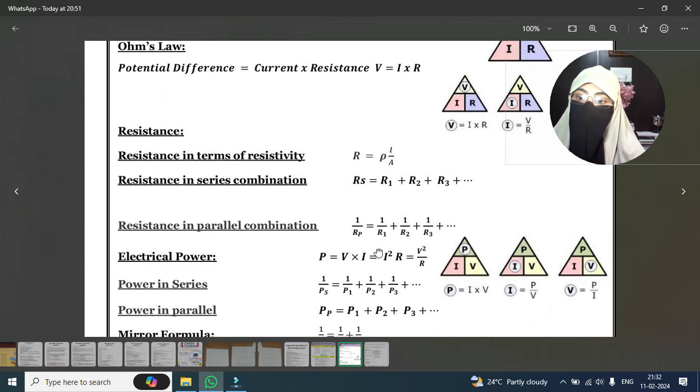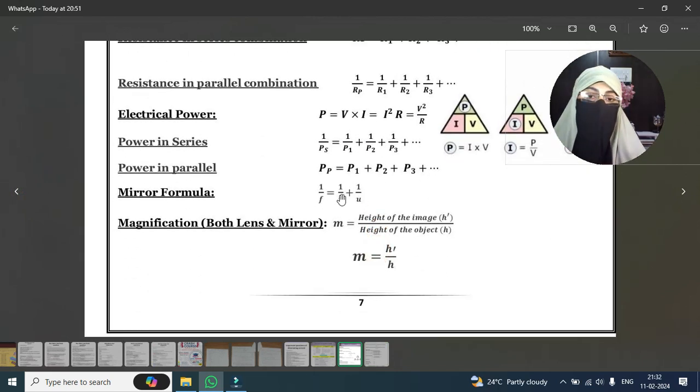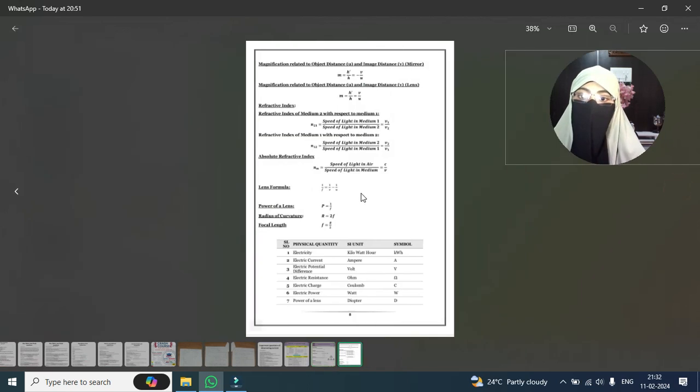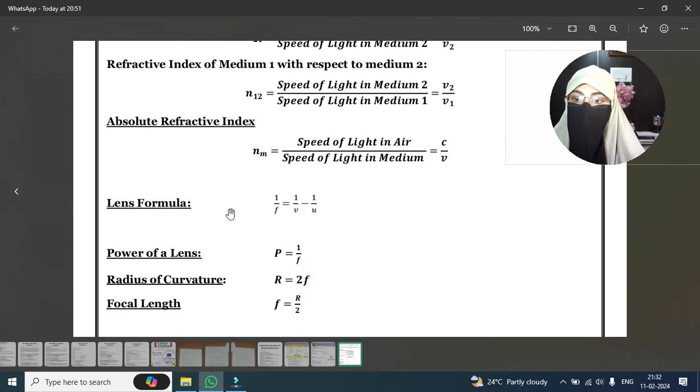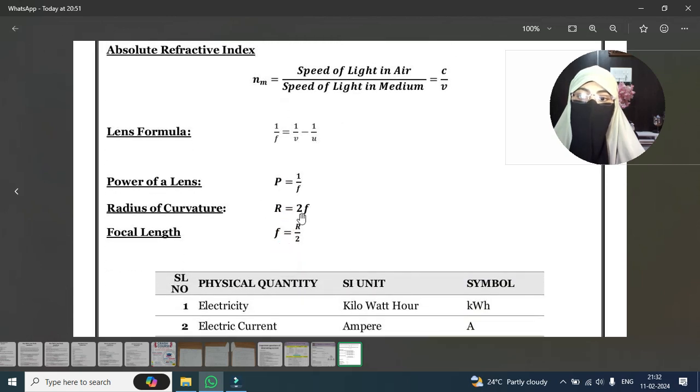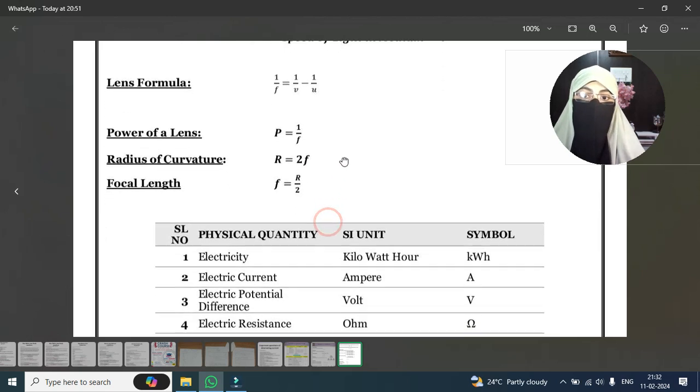Previously we discussed the mirror formula. It was a plus sign over here, if you can see, 1 by V plus 1 by U. But here, 1 by F is equal to 1 by V minus 1 by U. So this is the lens formula. Power of lens is 1 by F, radius is 2F. So if you want to find out the focal length, then it is half of the radius. You can remember it in that way.